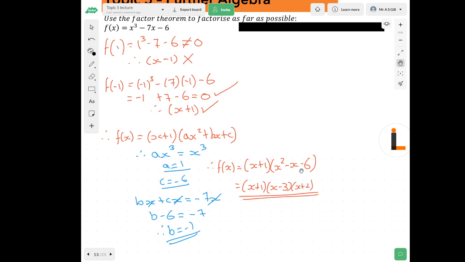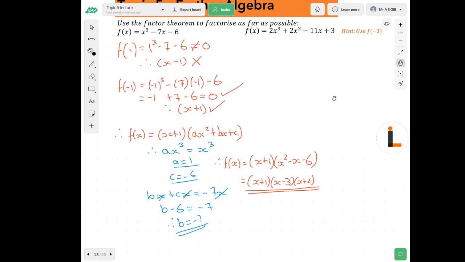And now we've fully factorized our quadratic. There's no guarantee this is going to be factorizable. The question says as far as possible, but we have to check. Okay, we have to do that check. So that is now fully factorized. So I'll remove this block at the top.